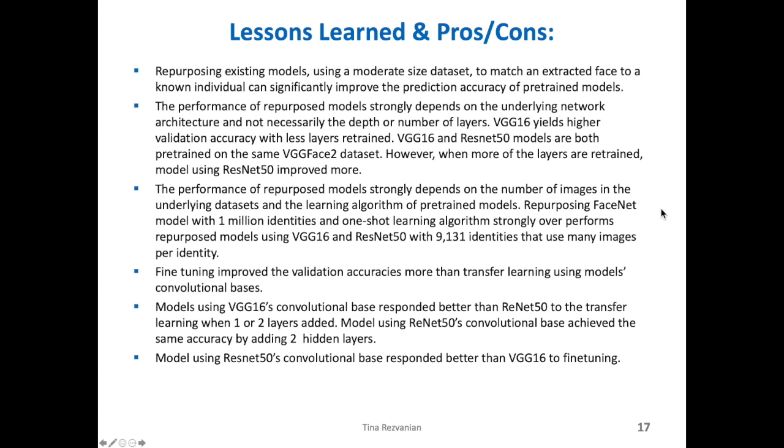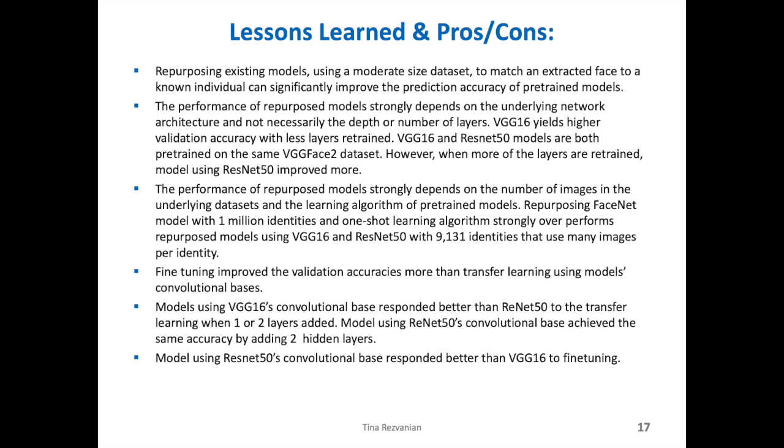Lessons learned. We see that repurposing models significantly improves the accuracy of the models. Also, the accuracy of the models strongly depends on the underlying network architecture and not necessarily the number of layers. The performance of repurposed models also strongly depends on the number of images that they are pre-trained on and the learning algorithm that they have.